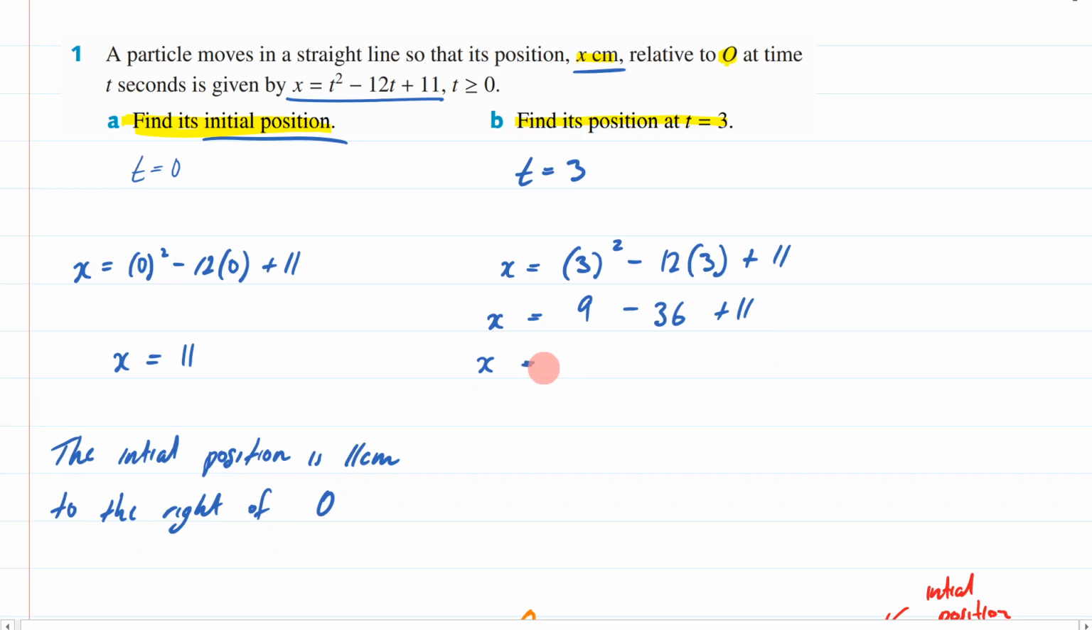How could we tidy this up in the most efficient way? What if I just went, what's 9 plus 11? That's going to be 20. And then what's 20 minus 36? That's going to be -16.